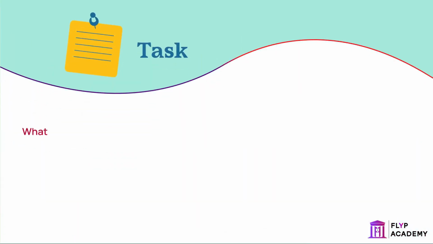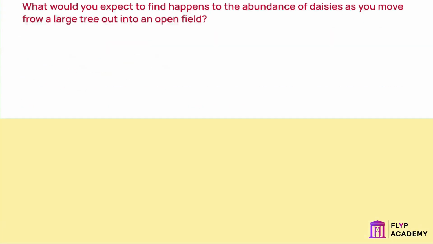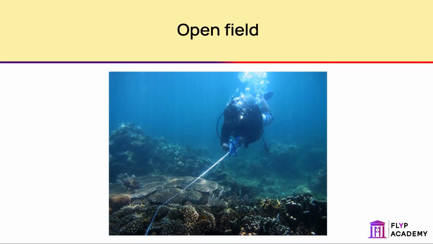Task: what would you expect to find happens to the abundance of daisies as you move from a large tree out into an open field? In the shade of the tree, we would expect to find fewer daisies. As the light level and nutrient level of the soil increases as we move away from the tree, we would expect there to be more daisies.